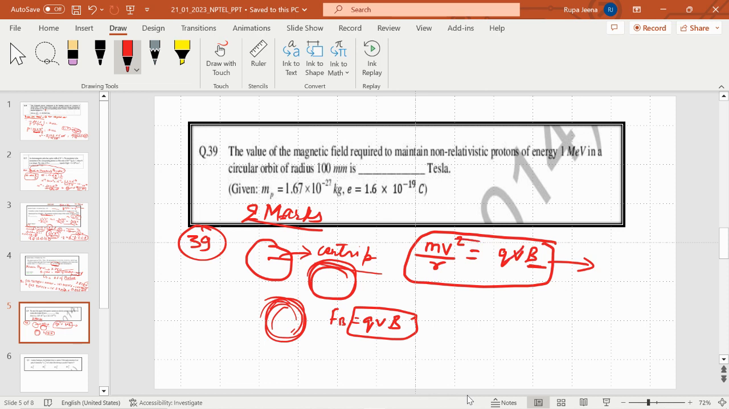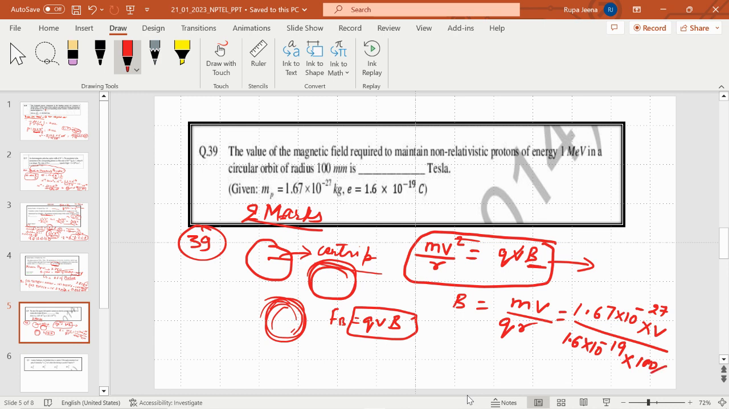So we will cancel v, B is equals to mv by qr. M is, you know, 1.67 given in the question, 10 raised to the power minus 27. V is not given to us. Q is 1.6 into 10 raised to the power minus 19, and R is given to us as 100 mm. So we can convert it into meters, 10 raised to the power minus 3, right? So V is not given to us.